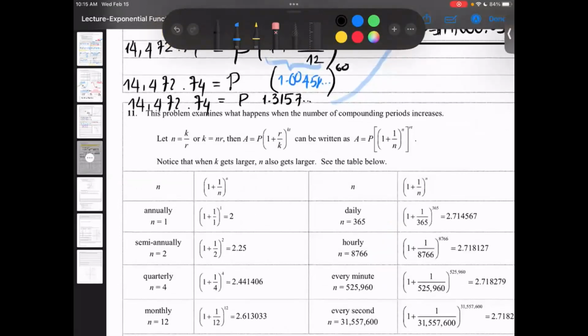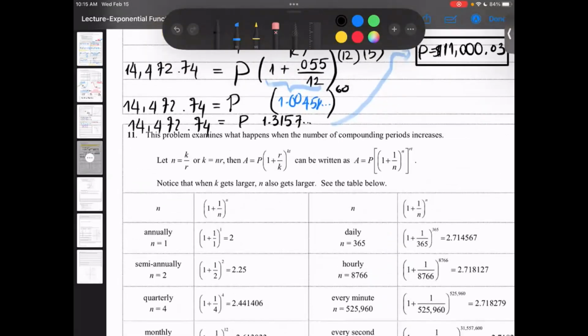All right, next we're going to talk about a very special exponential function. It's called the natural exponential function. Why is it special? Because the base is a transcendental number. What is a transcendental number? Pi is a transcendental number. It kind of goes on forever without a pattern.